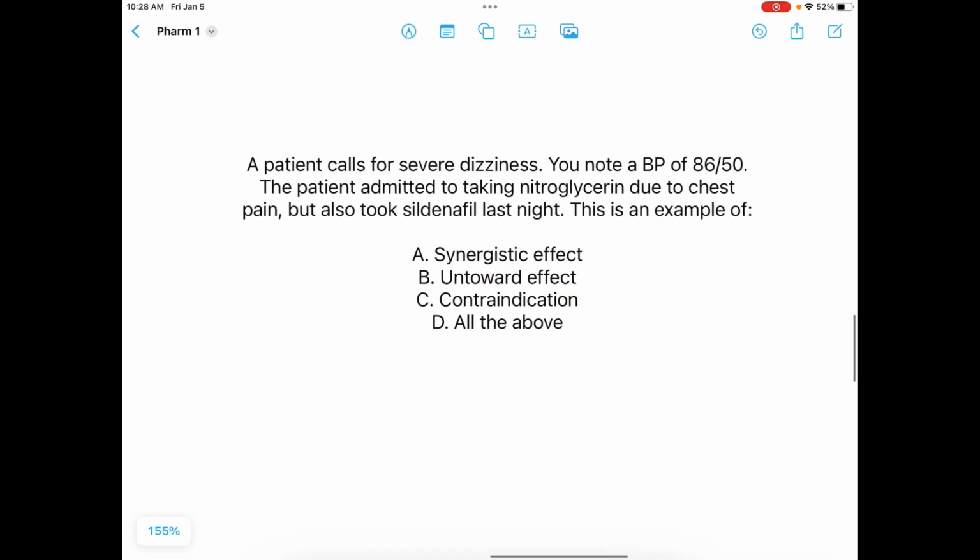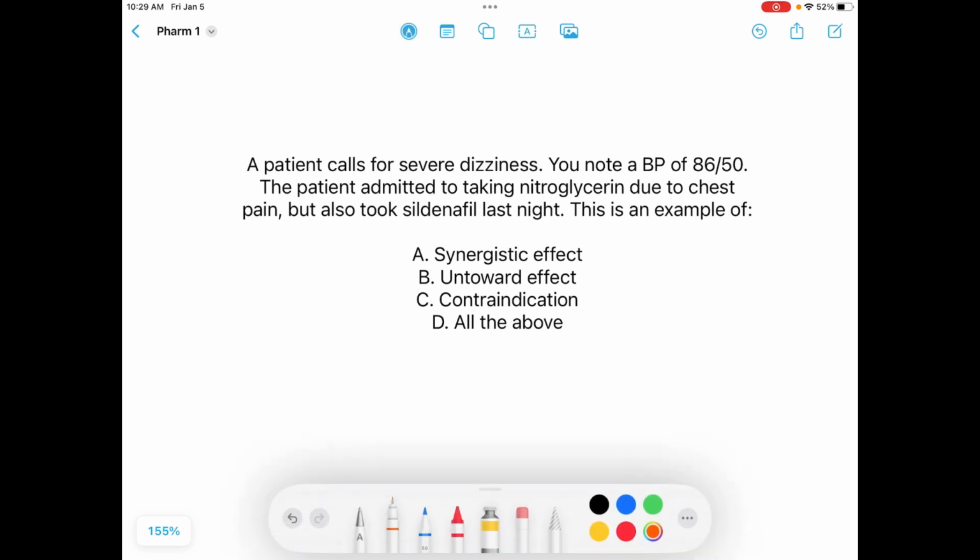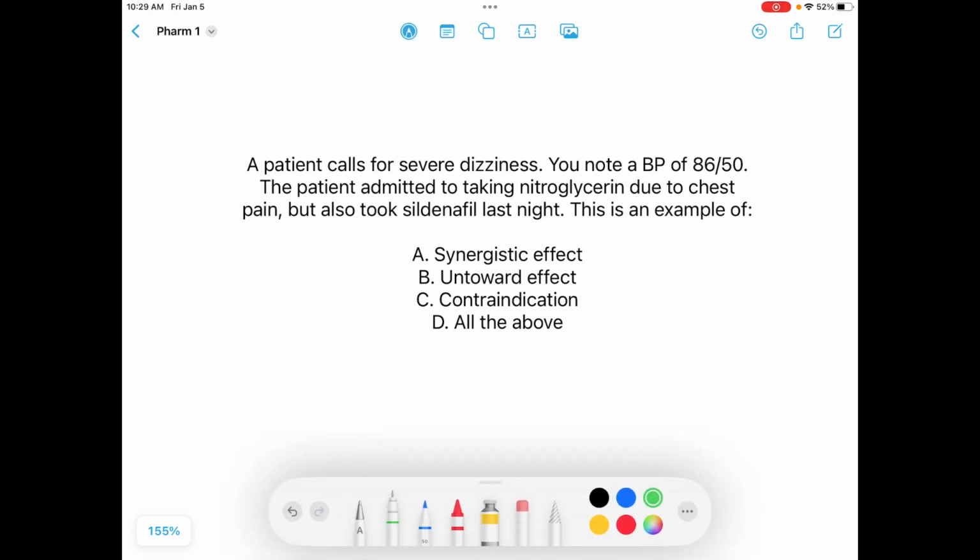Next question. A patient calls for severe dizziness. You note a blood pressure of 86/50. The patient admitted to taking nitroglycerin due to chest pain, but also took sildenafil at night. Sildenafil is an erectile dysfunction medication known as Viagra. This is an example of A, synergistic effect, B, untoward effect, C, contraindication, or D, all of the above. So take a moment to think of an answer. And it's going to be D, all of the above.